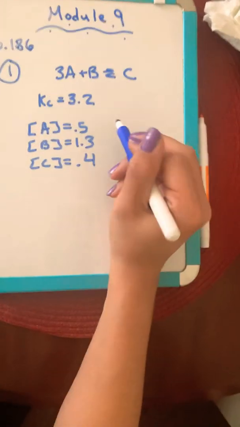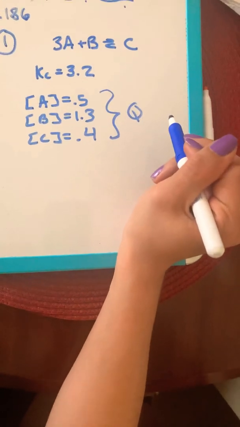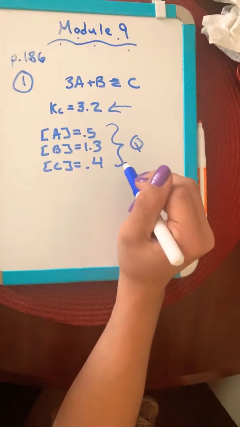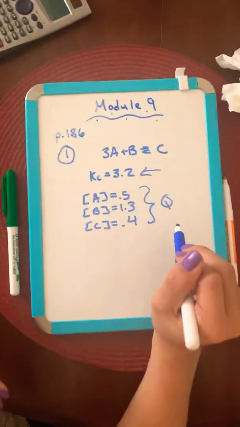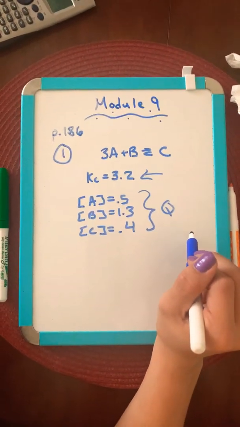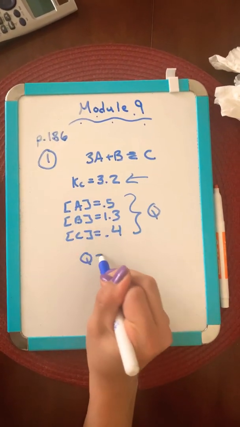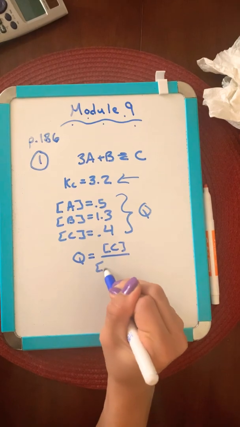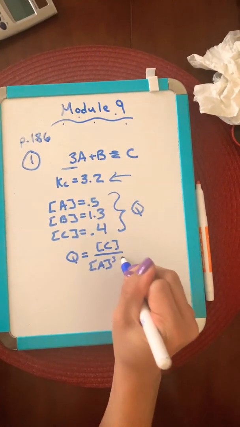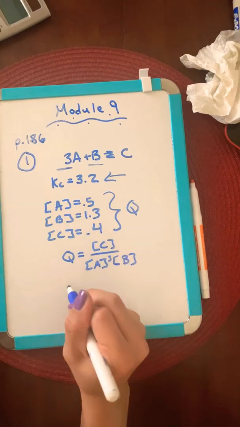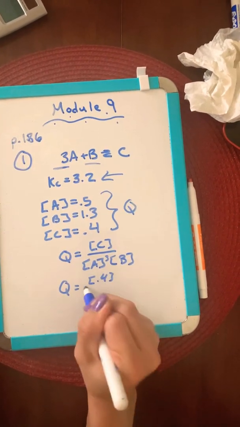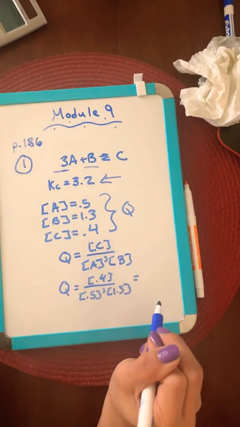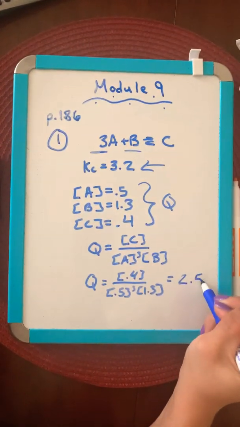You can tell that these are the values for Q because they already give you a K, so these have to be at Q, because these are at a different point in time. They're just asking which ones are going to increase and decrease in concentration. So first we have to calculate Q. Q is products divided by reagents, so that means it's C divided by A, remember cubed, and then B. C is 0.4, A is 0.5 cubed, and B is 1.3. What I got was 2.5.